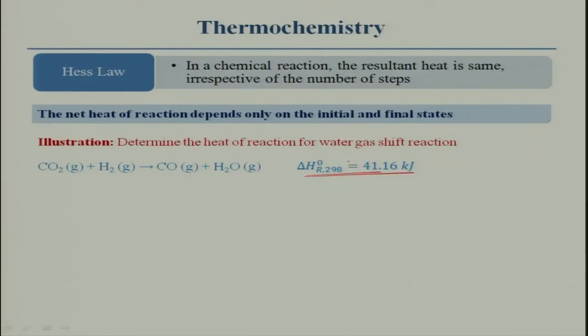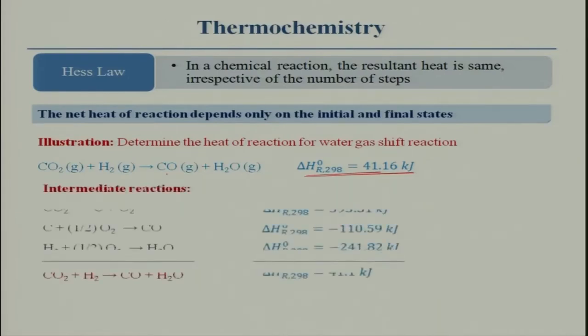How are we going to do it? We will have to see how this reaction is taking place. This reaction can be decomposed into various steps, and for these reactions the heat of reaction will be known, right? For example, if we know that CO2 is converted into C plus O2, then we know the heat of reaction for that, which happens to be an endothermic reaction, and the heat of reaction for this is 393.51 kilojoule.